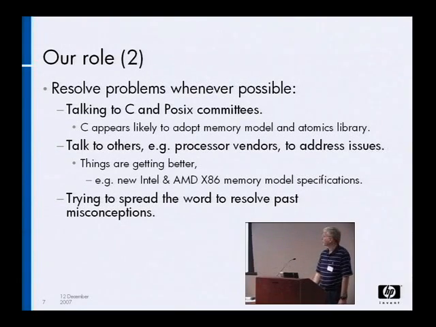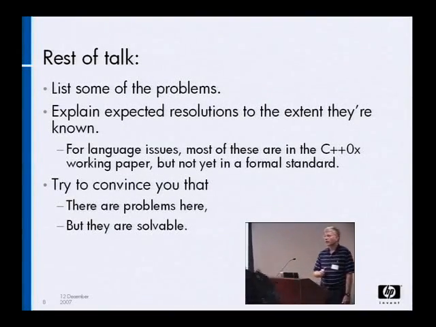So one of the things that's actually improved dramatically recently, from my perspective, is that both Intel and AMD have released new memory model specifications for what's commonly known as the x86 architecture, which resolves some of the issues that I'll tell you about later here. And we've been trying to spread the word about some of these issues to try to resolve past misconceptions. The rest of the talk here is basically structured as a list of problems and then explanations of the solutions that we expect to use in order to resolve those problems.